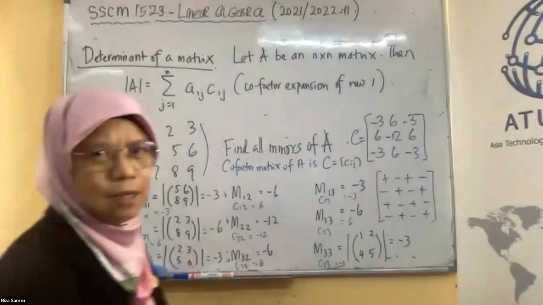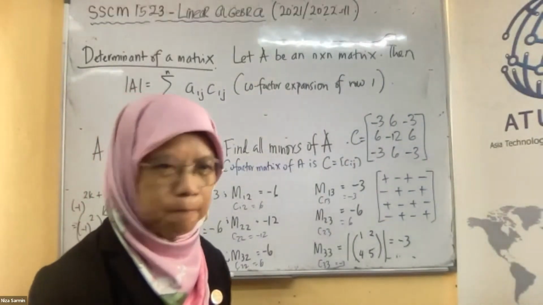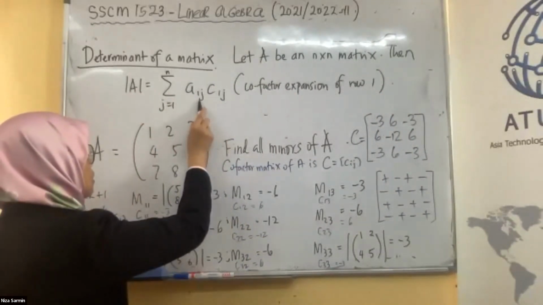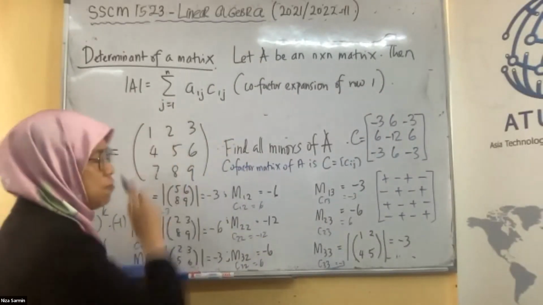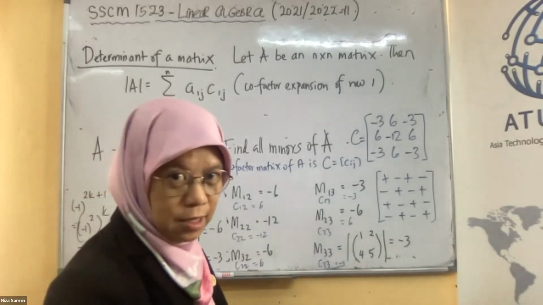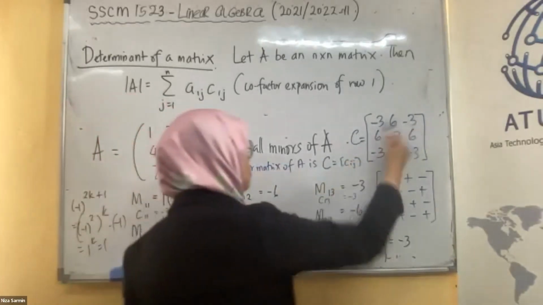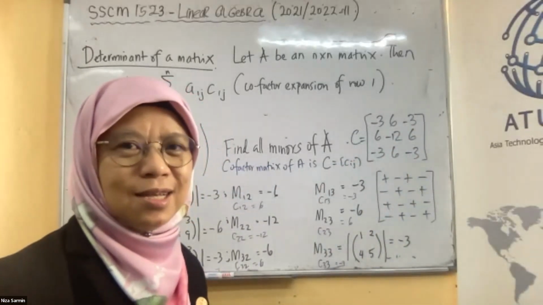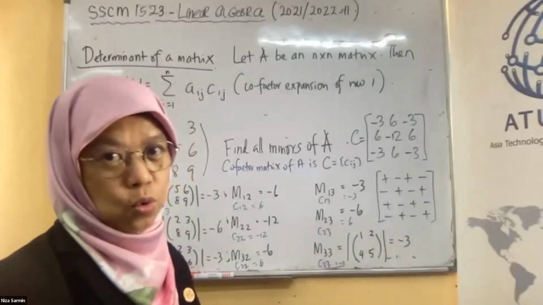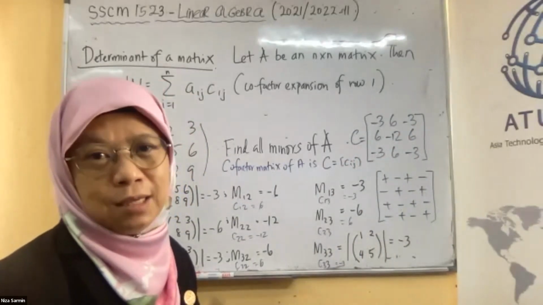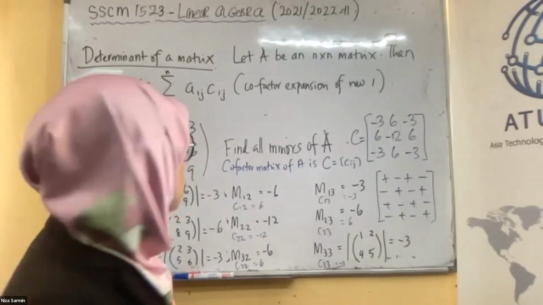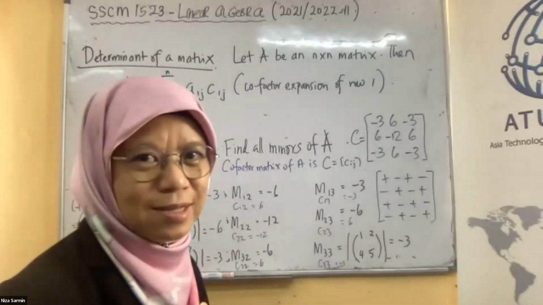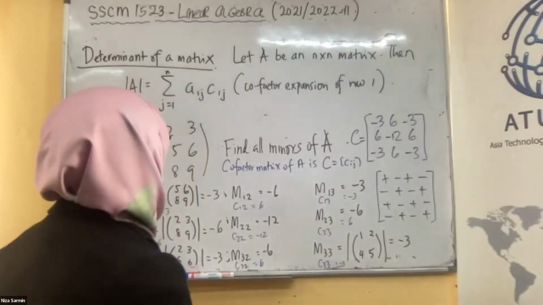What does it mean? This is the sum of the product, right? This is the entry of A multiplied by the cofactor just now. But you don't choose all 9. You just choose a particular row. Actually, we can also use a particular column. All right, but let's stick with row first. Cofactor expansion of row 1.